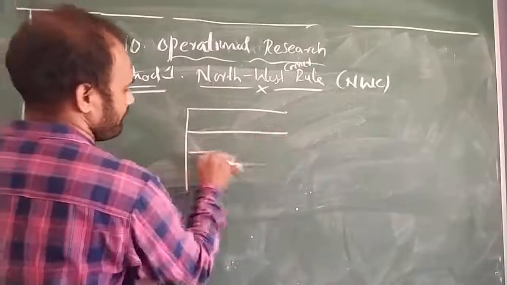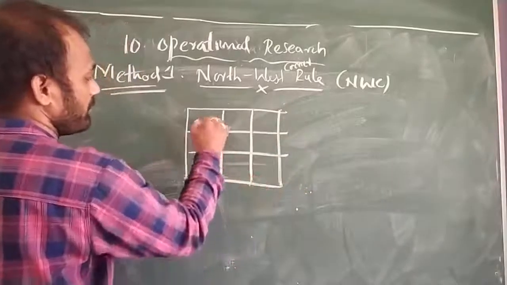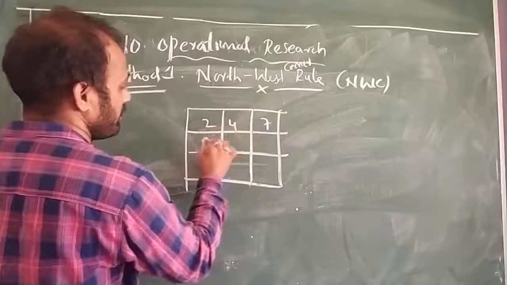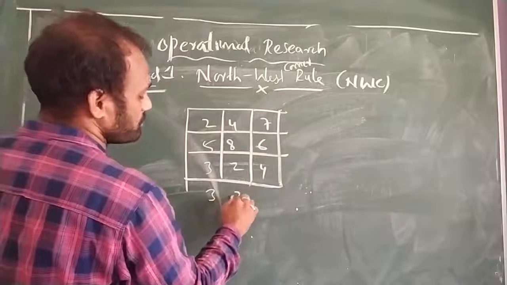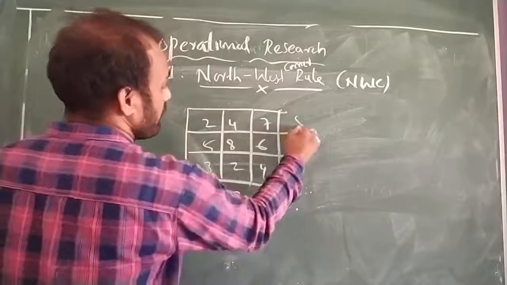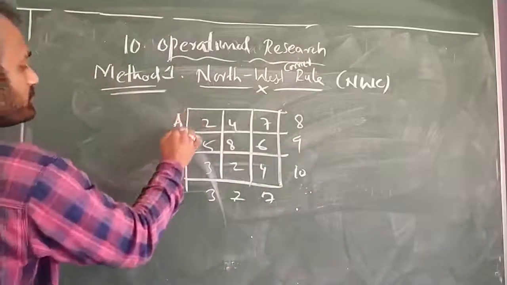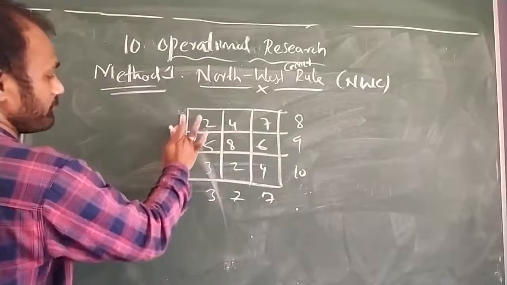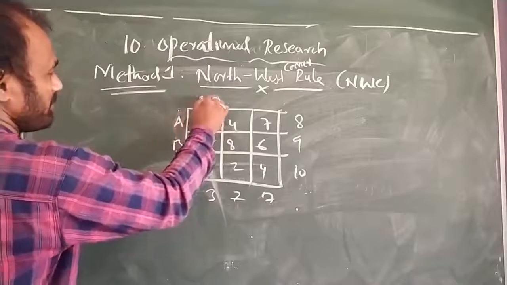See here. For identification, we are giving the values here: 2, 4, 7, 5, 8, 6, 3, 2, 4. The demand values will be 3, 2, 7 and the supply values will be 8, 9, 10. So this is A, B, C, and here some other parameters will be there.